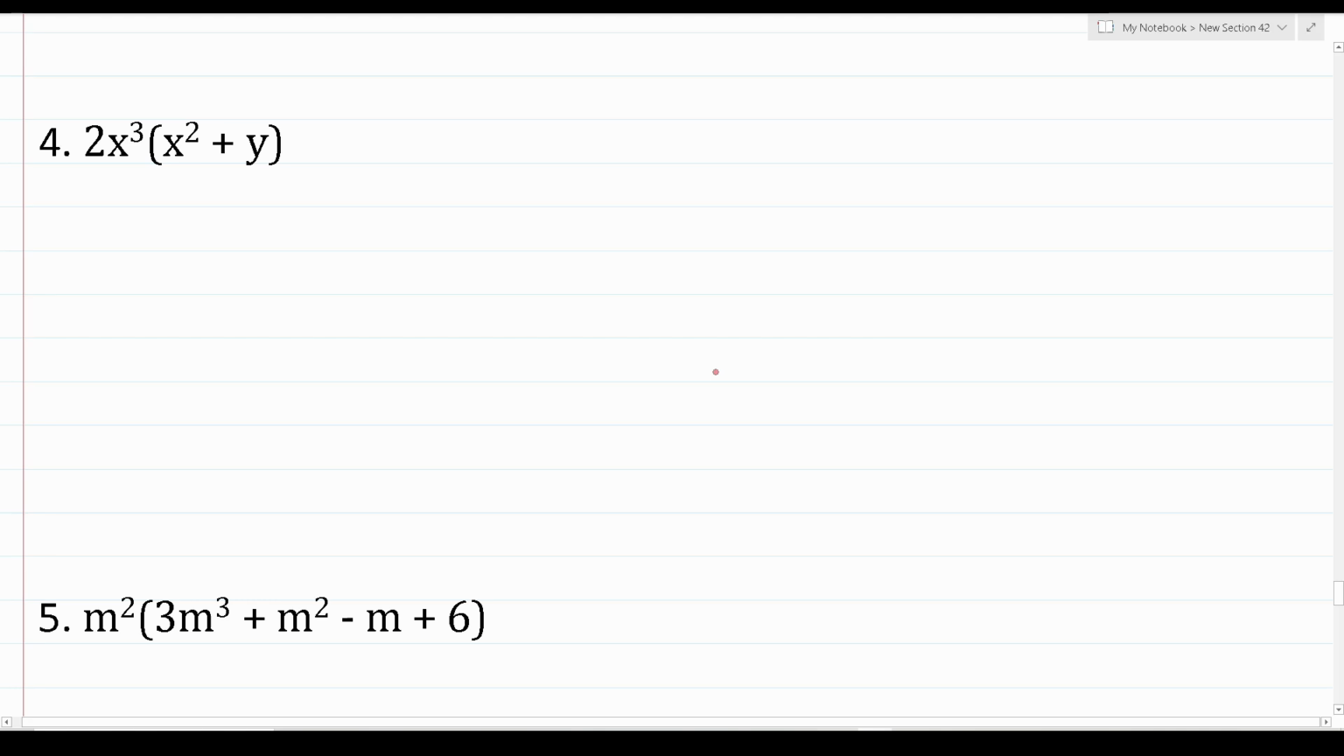All right, let's take a look at number 4 now. We have 2x to the 3rd times x squared plus y in parentheses. So let me copy this one down off to the side. We have 2x to the 3rd, x squared plus y. Again, we're going to have to use the distributive property to work this one out.